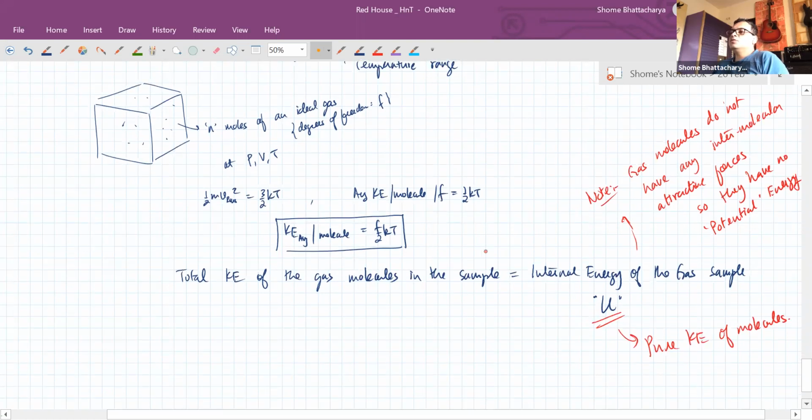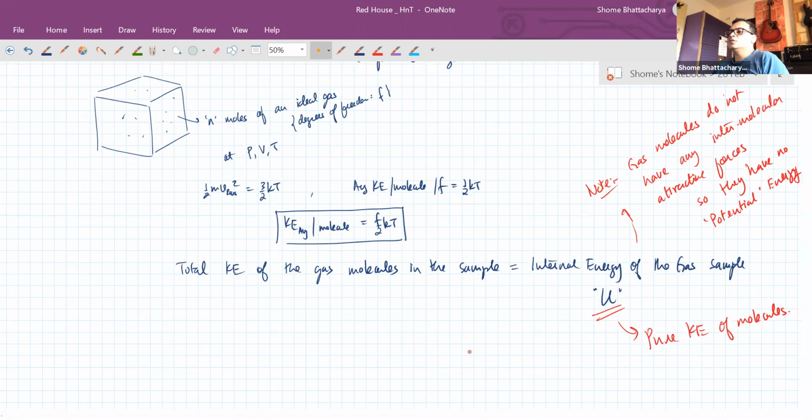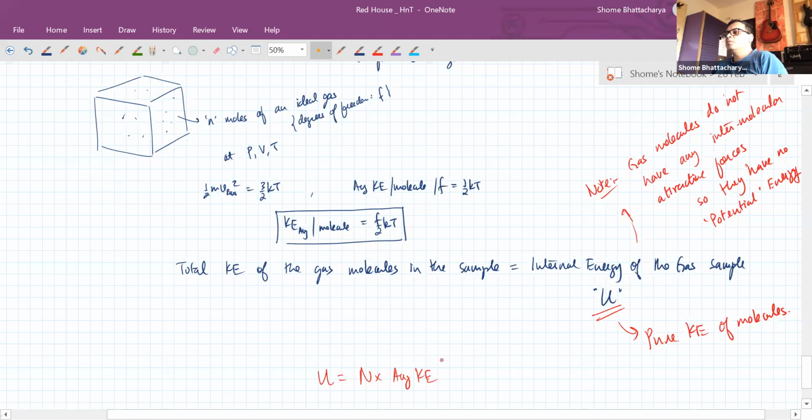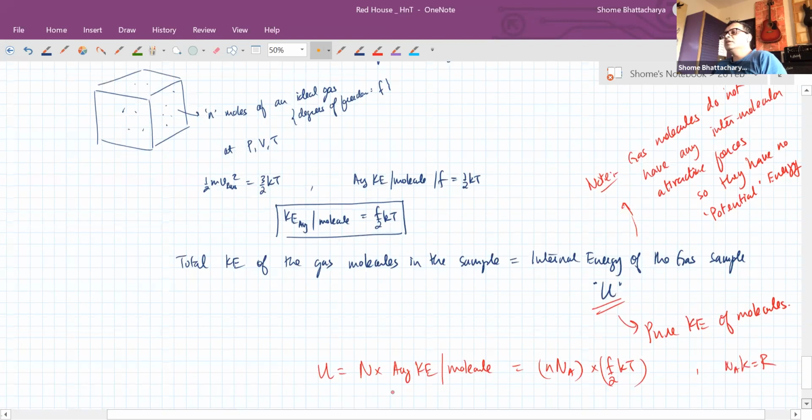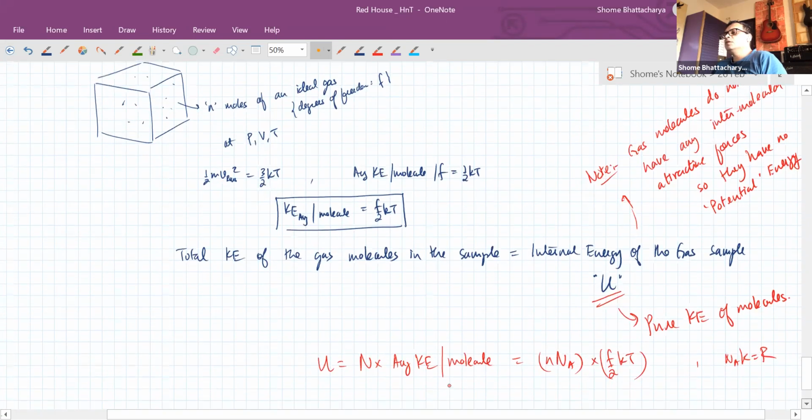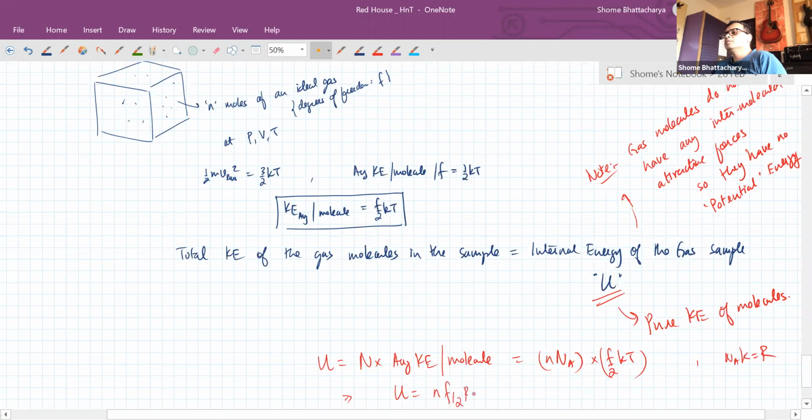Okay. So now we develop a formula for this internal energy of the ideal gas, which is the total kinetic energy of its molecules. So that is equal to nothing but number of molecules into average kinetic energy per molecule. So that is n into Avogadro's number into F by 2 k. Okay. Now we recall that Avogadro's number into k is nothing but the universal gas constant. So we get the very important relation that the internal energy of an ideal gas is given by the formula nF by 2 RT.